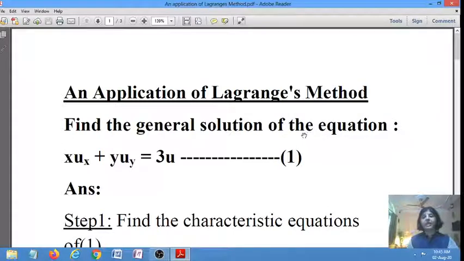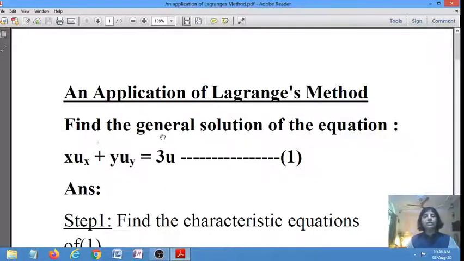But you can apply the method which was explained in part 1 of the video for Lagrange's method on any first order quasi-linear partial differential equation. In this particular video lecture, I have just taken one example to illustrate the method. So let me consider the question.